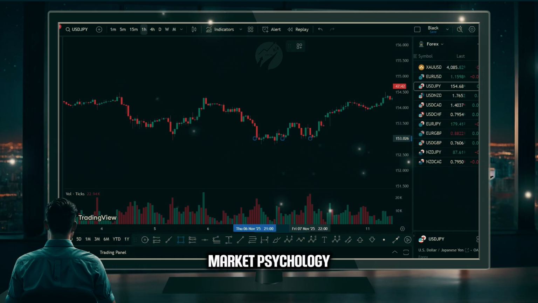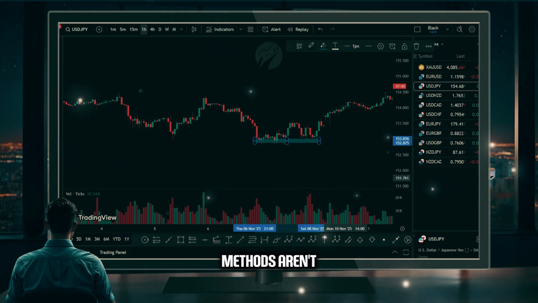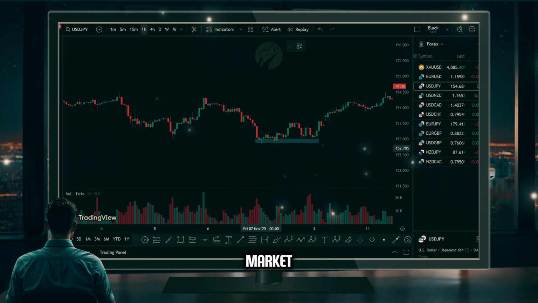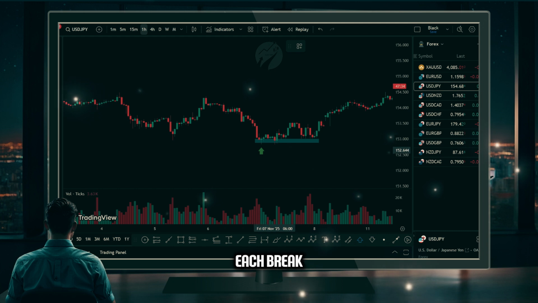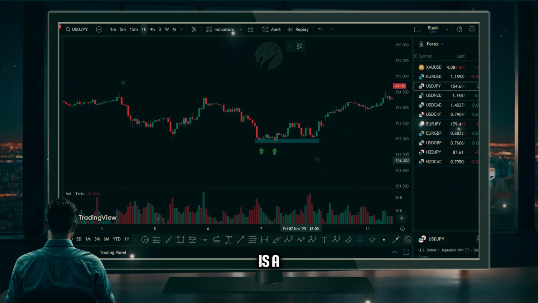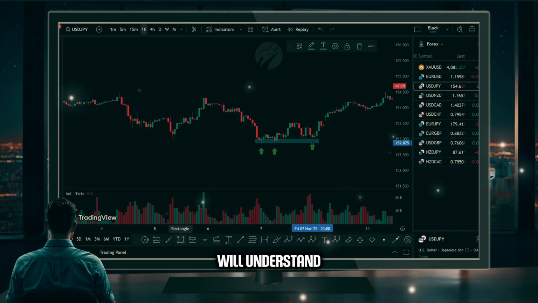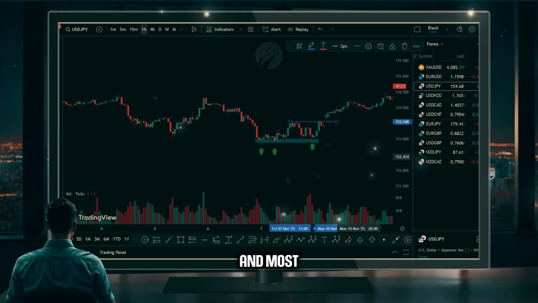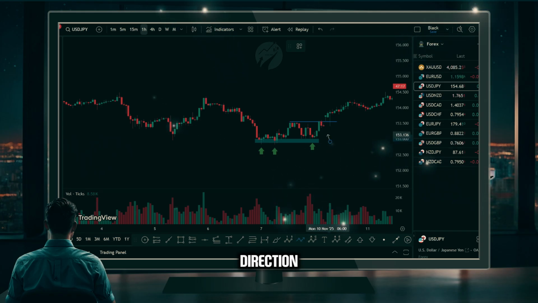They are maps of market psychology. These 3 methods aren't just techniques. They are 3 ways to listen to the market. Each trend line touch, each break, each intersection is a conversation the market is having with you. If you listen, you will understand. If you understand, you will act correctly. And most importantly, you won't be swept away by chaos. You have structure, a system, a clear direction.